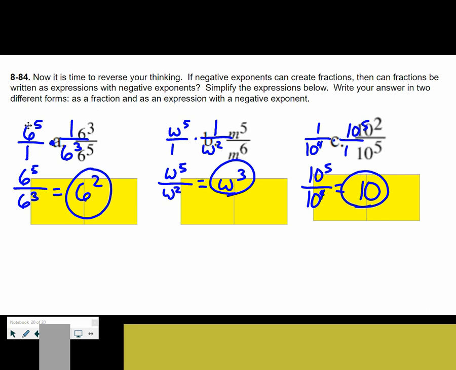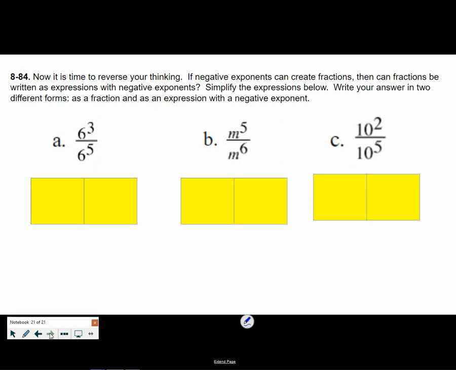So now it's time to reverse your thinking. If a negative exponent can create fractions, then fractions can be written as expressions with negative exponents. Simplify the expressions below to write your answer in 2 different forms, as a fraction and as an expression with a negative exponent. So 3 minus 5 is negative 2, so I have 6 to the negative 2nd power. Rewrite that as a fraction, I get 1 over 6 squared, or I could say 1 over 36.